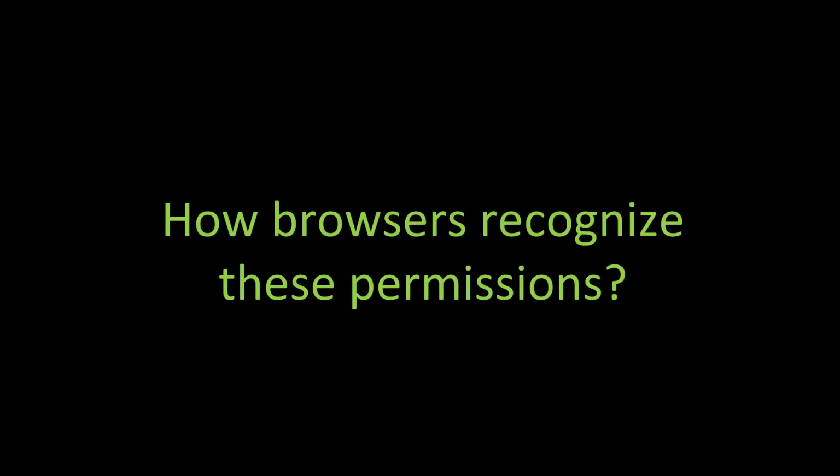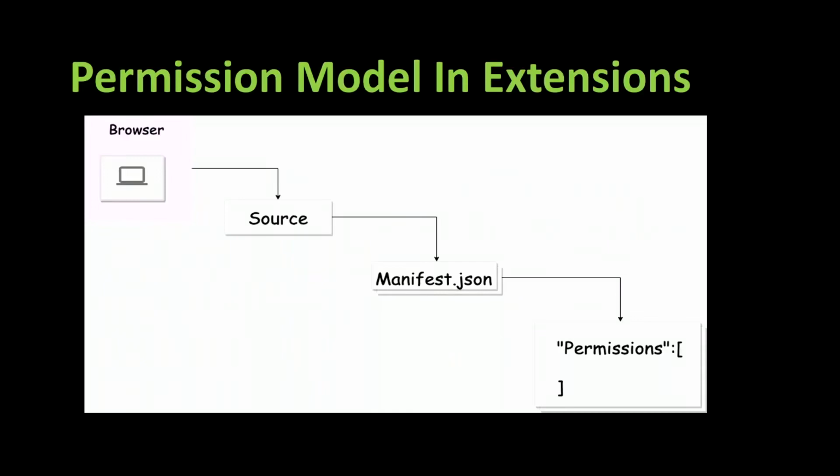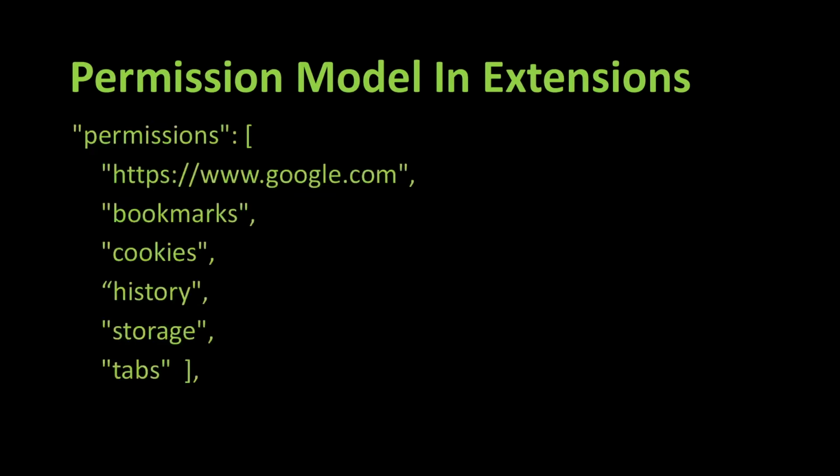So you might ask, how do browsers recognize these permissions? An extension is able to do so many things in my browser, but where are these permissions coming from? So here's the permission model in browser extensions. Under the source of every extension, we have a file called manifest.json, and inside the manifest.json file, we have a permission array. So here's a quick example of a permission array where we have some permissions.